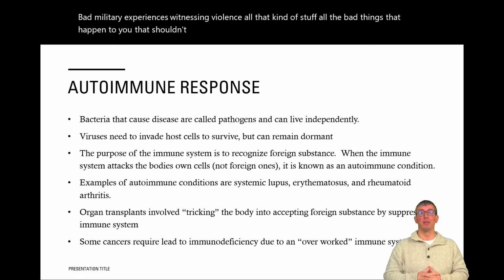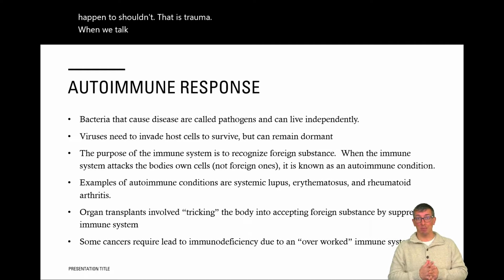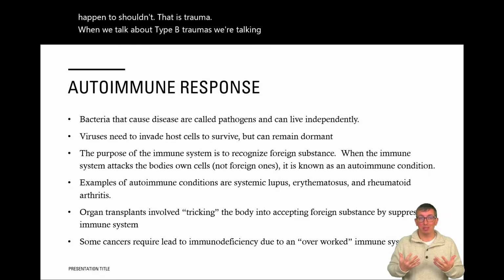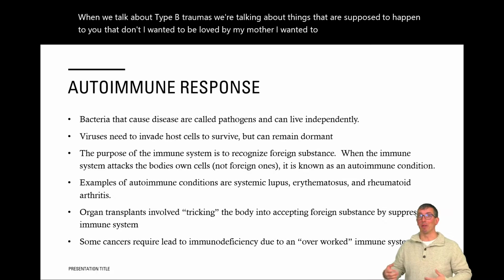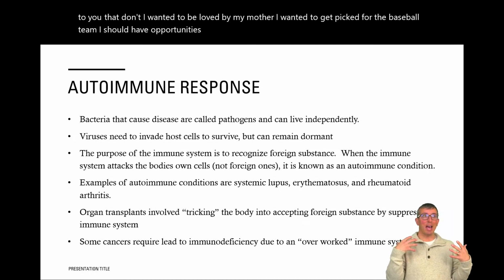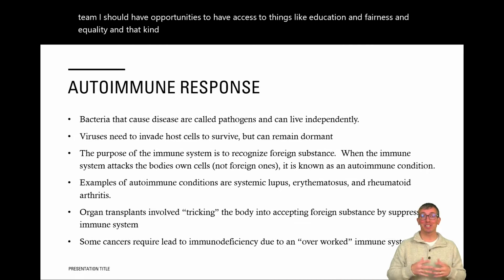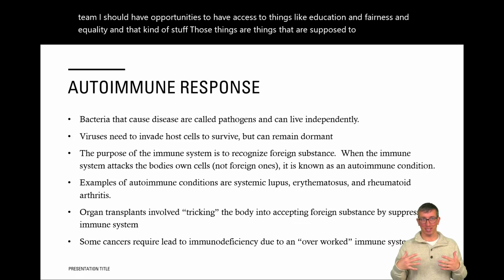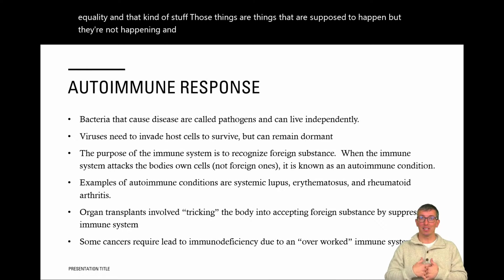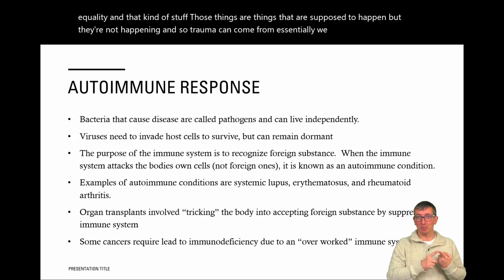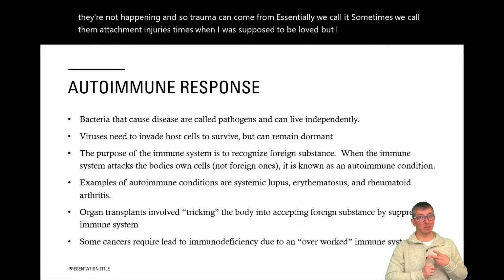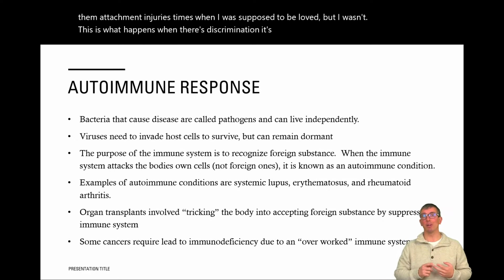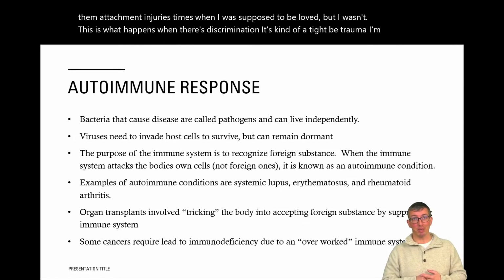That is trauma. When we talk about type B traumas, we're talking about things that are supposed to happen to you that don't. I wanted to be loved by my mother. I wanted to get picked for the baseball team. I should have opportunities to have access to things like education and fairness and equality. Those are things that are supposed to happen, but they're not happening. So trauma can come from what we sometimes call attachment injuries, times when I was supposed to be loved, but I wasn't. This is what happens when there's discrimination. It's a kind of type B trauma. I'm not supposed to be treated poorly by other people, but I am.